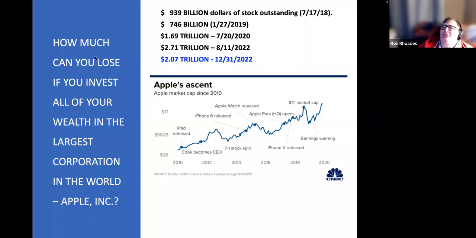So again, how much could you lose if you invest all in Apple? Well, Apple's done pretty well. Since 2018, 4.5 years ago, it's doubled in value. It did go up to 2.71 trillion as of August. This chart only takes it to about 2020, but you can see it was worth about 100 billion way back then. Gee, I wish I had invested a whole bunch of money in Apple back in 2000 or something.